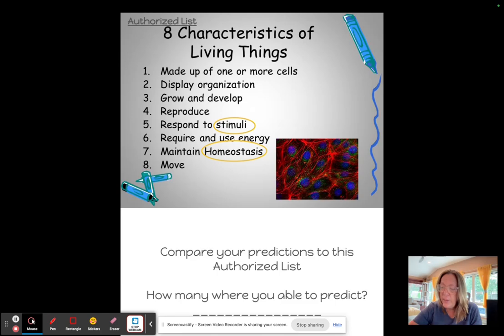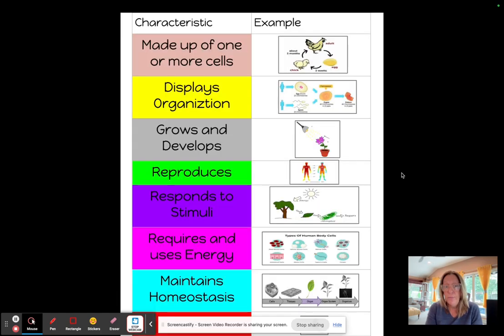And then the last one, I have a feeling that a lot of you got number 8, because most of us recognize that organisms need to be able to move. And moving doesn't mean literally going from one side of the room to the other. It could also mean flexibility. So when you think about plants, they are quite flexible, and that would be the way that they move.